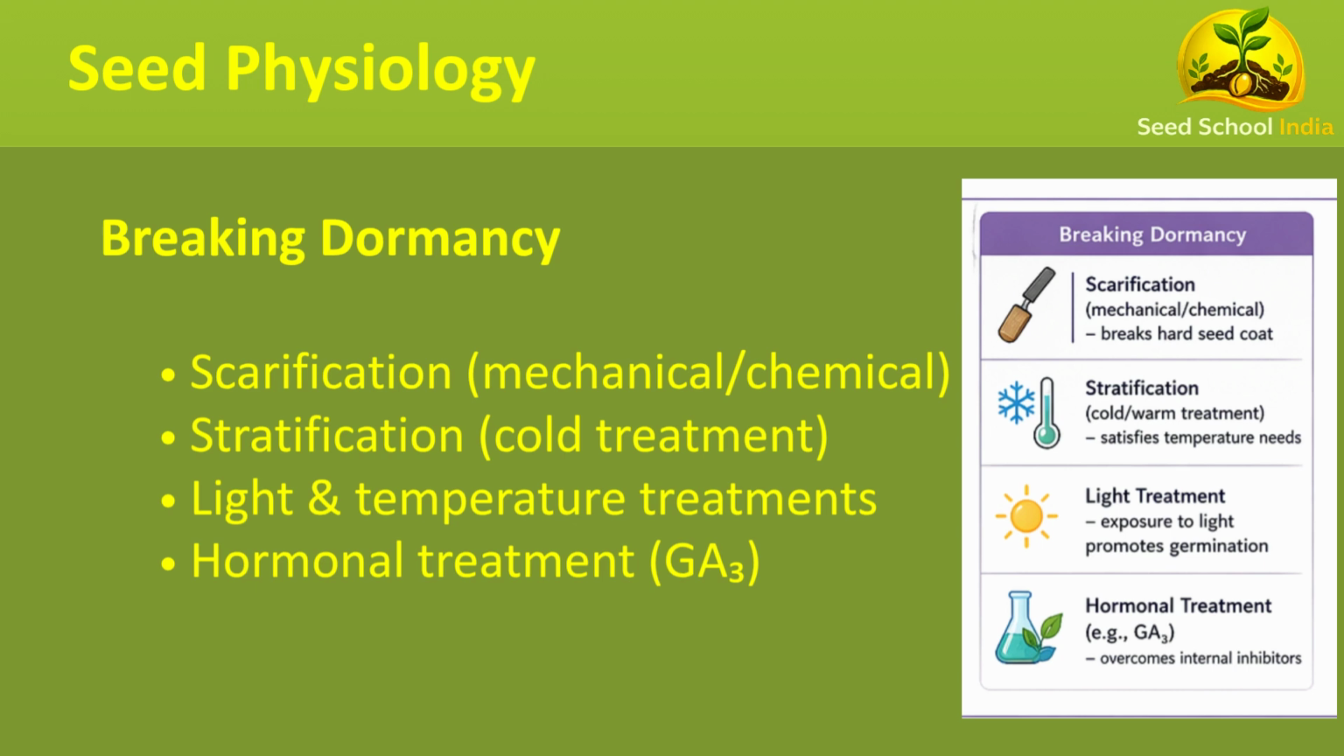To overcome dormancy, we use different techniques. Scarification physically breaks the seed coat. Stratification exposes seeds to cold or warm conditions to simulate natural environments. Hormonal treatments like gibberellic acid activate growth processes. These methods are widely used in agriculture to ensure uniform germination.